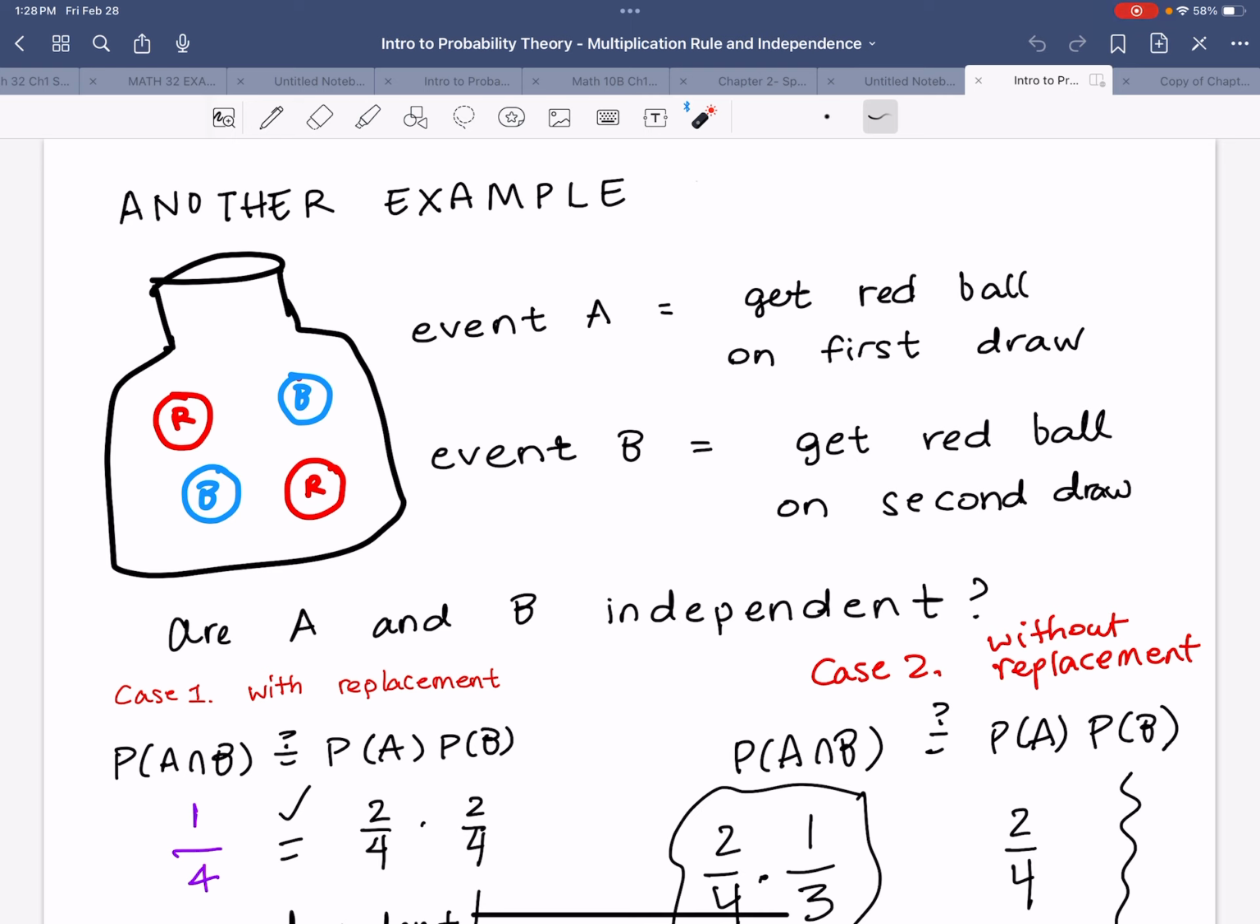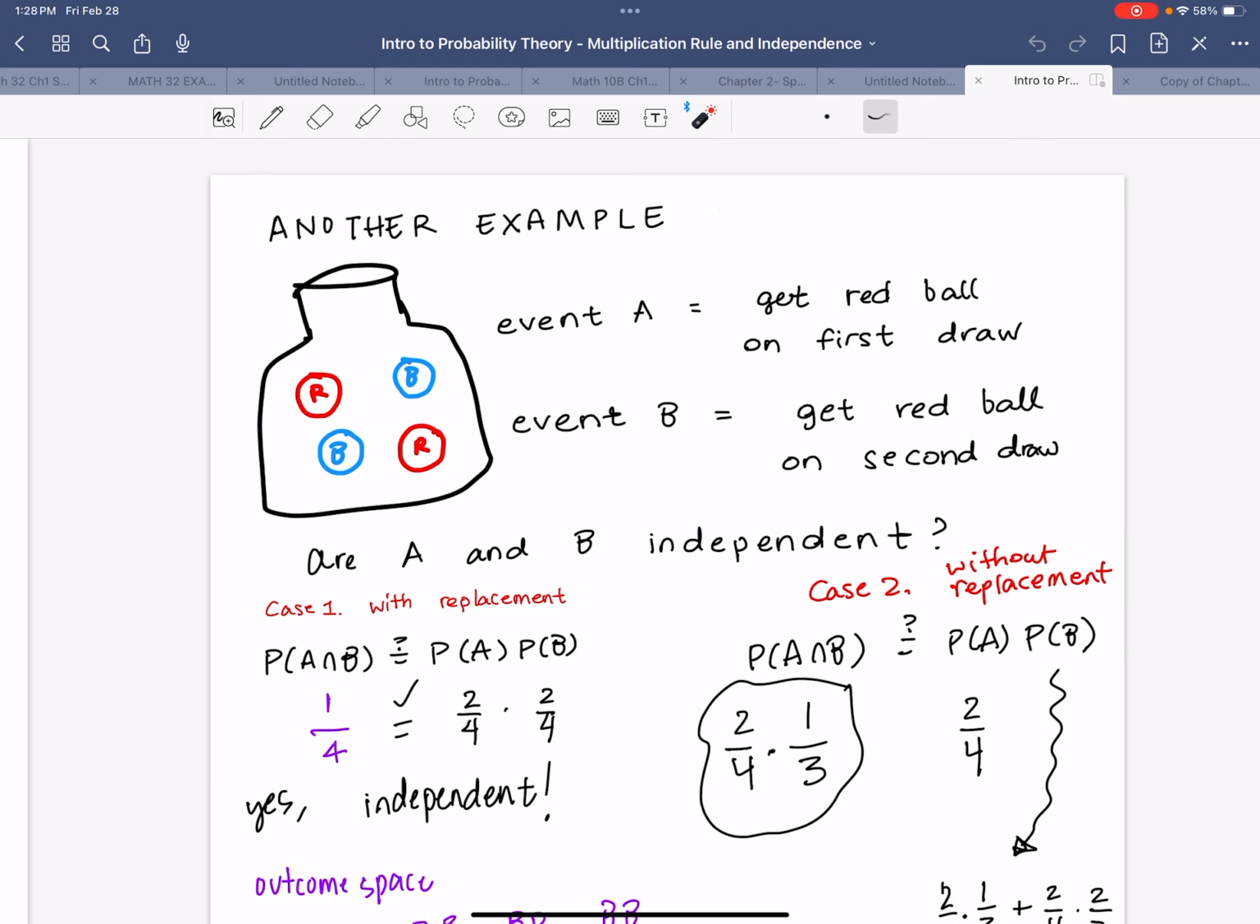In this example, we had two events: getting a red ball on the first draw and getting a red ball on the second draw, when you're drawing from a vessel that has two red balls and two blue balls. And the question that was posed was, are A and B independent? The answer depends on whether or not you replace the first ball after you draw it.